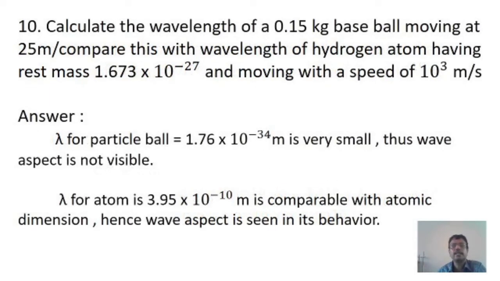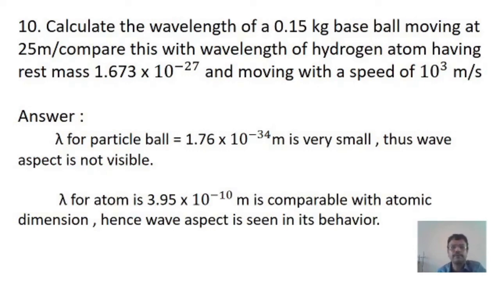Next, calculate the wavelength of a 0.15 kg baseball moving at 25 meter per second. Compare this with the wavelength of a hydrogen atom having rest mass 1.673 into 10 power minus 27 and a moving speed of 10 power 3 meter per second.